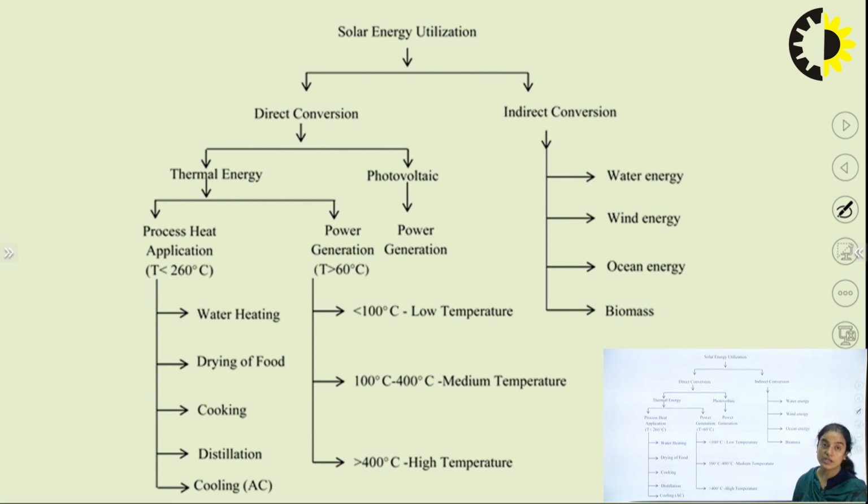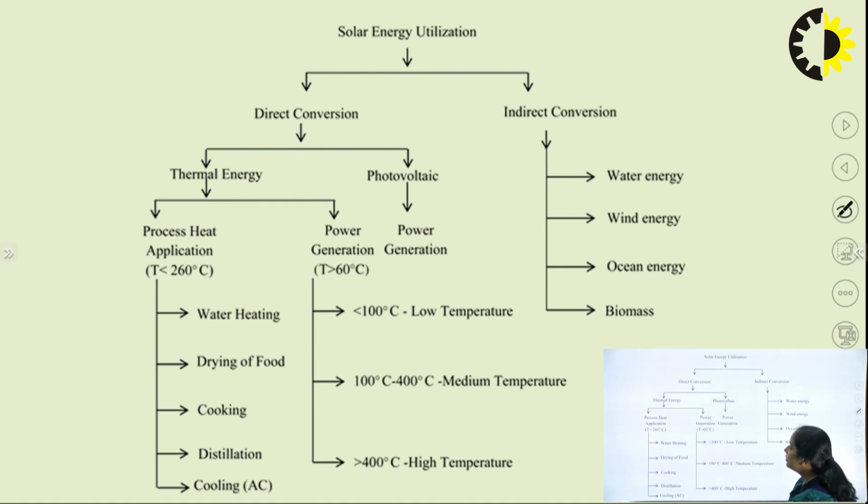So these are the solar energy utilization, direct conversion and indirect conversion. Indirect conversion is that in water energy, wind energy, ocean energy, biomass energy. These are the indirect conversion of solar energy. Basically wind energy is also due to the sun. The wind energy that we are using, that we are producing electrical power with the wind farms, windmills, that is also due to the sun. Because as we know, wind is only due to the sun. If sun is not there, wind will not be there.